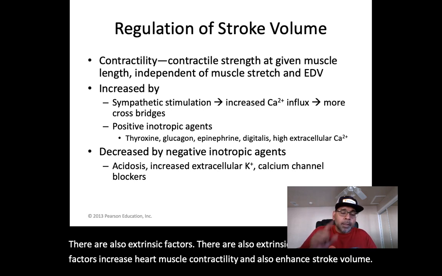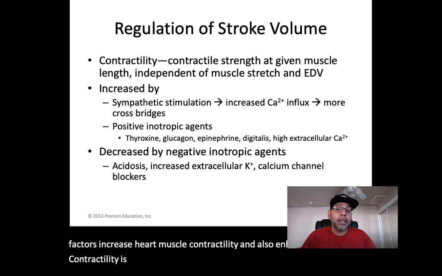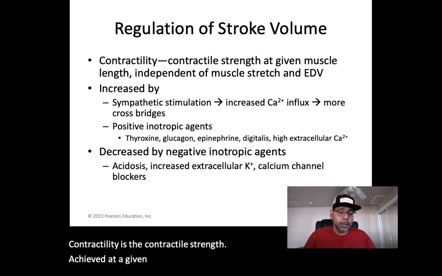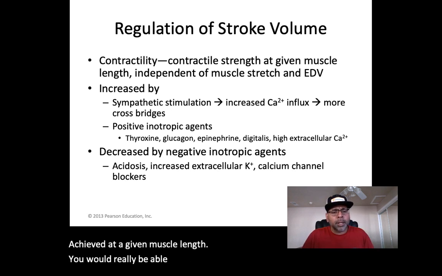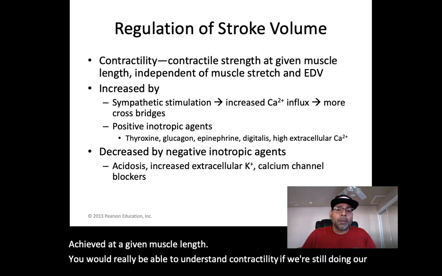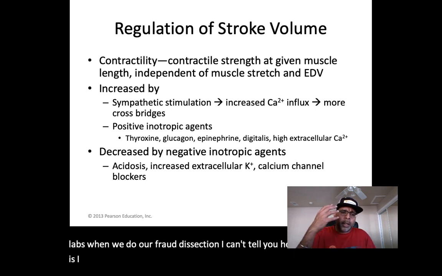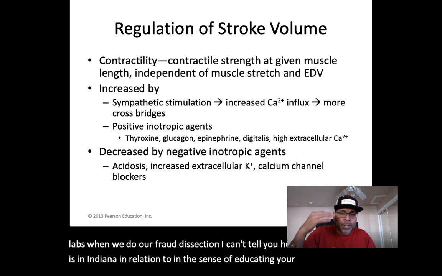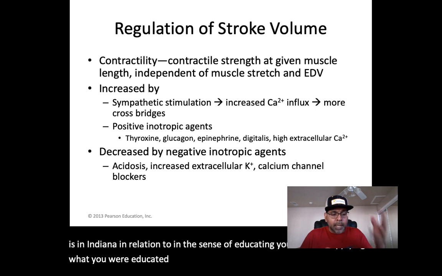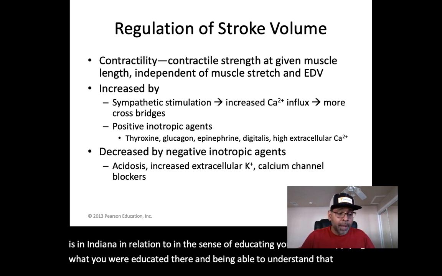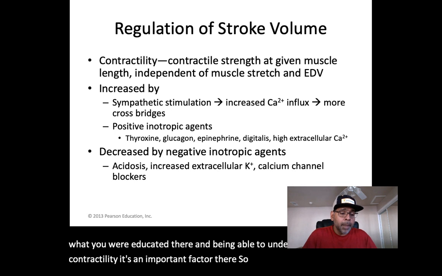Contractility is the contractile strength achieved at a given muscle length. You would really be able to understand contractility if we're still doing our labs when we do our frog dissection. I can't tell you how beautiful that lab is. I mean, in the sense of educating your mind, and applying what you were educated there, and being able to understand that contractility. It's an important factor there. So contractility is the contractile strength achieved at a given muscle length.